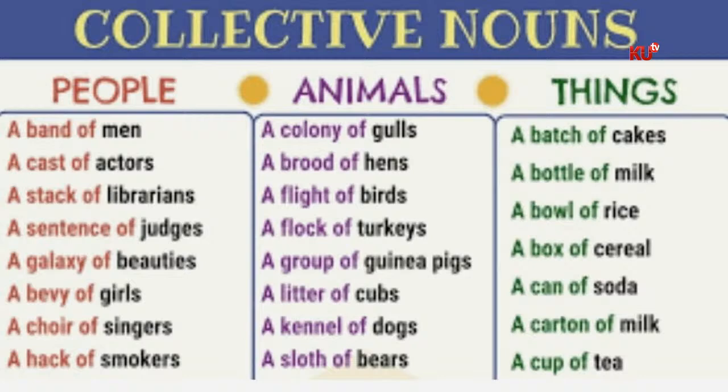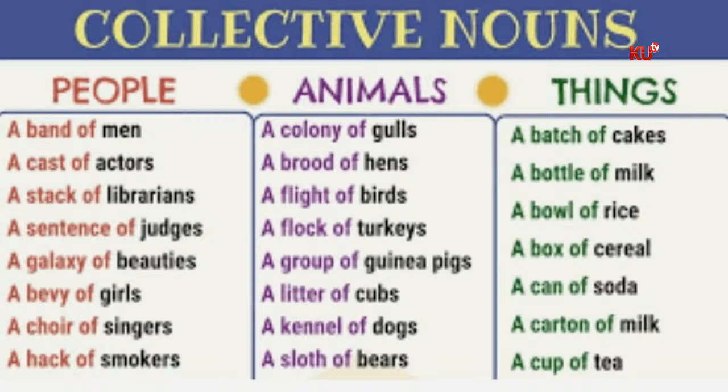From the word, a colony of girls. When the girls are many, we call them a colony. When the hens are together, wherever they are, they are called a brood of hens. A flight of birds. When birds are flying, we call them a flight of birds. A flock of turkey. When there are many, we say a flock of turkey, a flock of sheep. We have a flock of guinea pigs. Many guinea pigs are called a flock of guinea pigs.